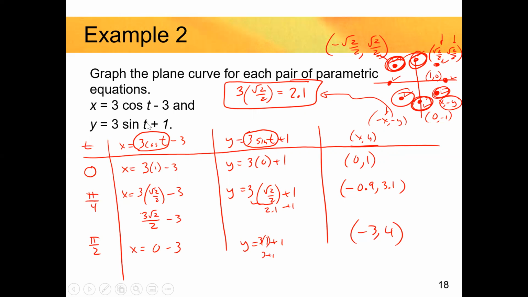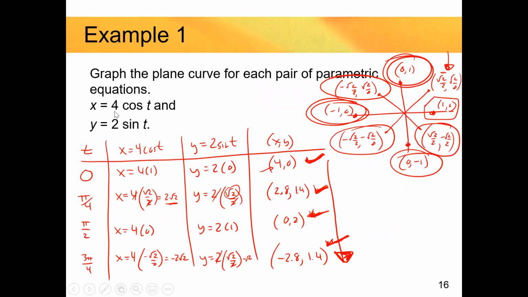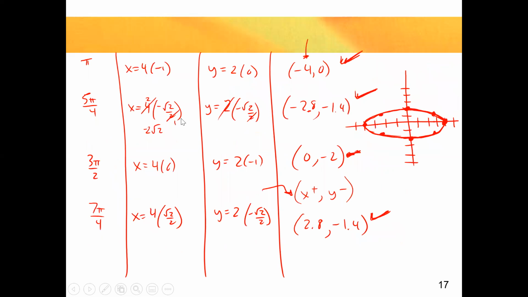I think we got the oval last time. Did we get an oval last time? Yeah, it was 4 cosine t and 2 sine t, which makes sense because the center is 0, and then 2 is 2 up, and then 4 this way.